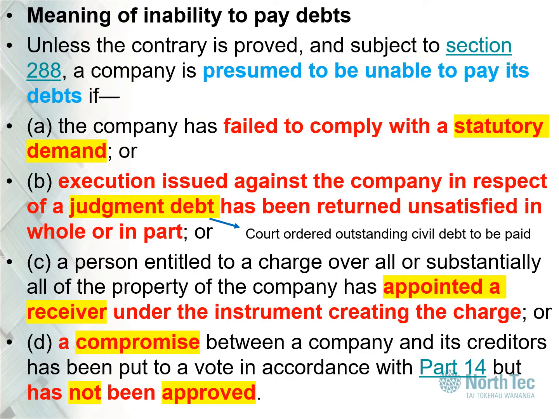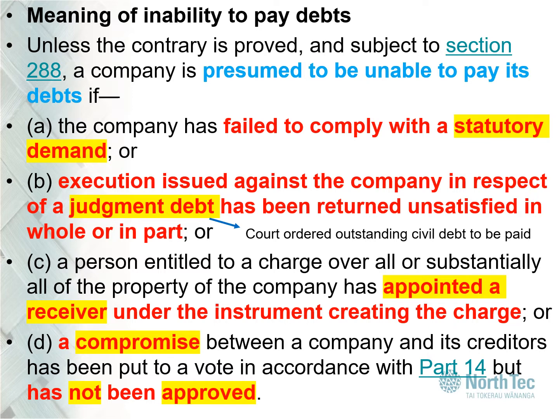The meaning of inability to pay debts. So unless the contrary is proved, and subject to Section 288, a company is presumed to be unable to pay its debts if the following is true. A, the company has failed to comply with a statutory demand. Now you see why I've told you it's so important to know exactly what a statutory demand is. Or an execution was issued against the company in respect of a judgment debt.